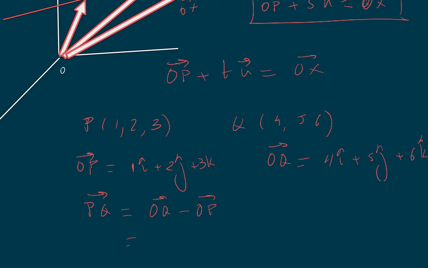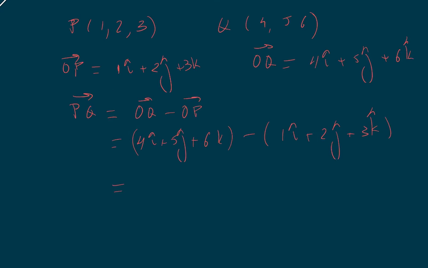So it's OQ, 4i plus 5j plus 6k, minus 1i plus 2j plus 3k. And how do you subtract two vectors? Component by component. 4 minus 1, 3i plus; 5 minus 2 is 3, 3j; 6 minus 3 is 3k. So the vector PQ is the vector 3i plus 3j plus 3k.